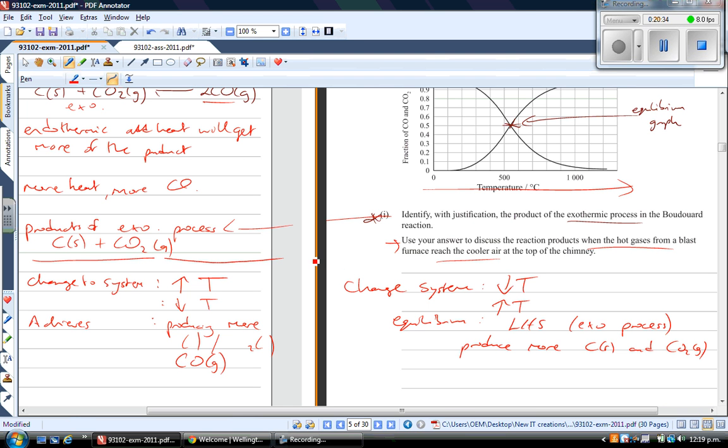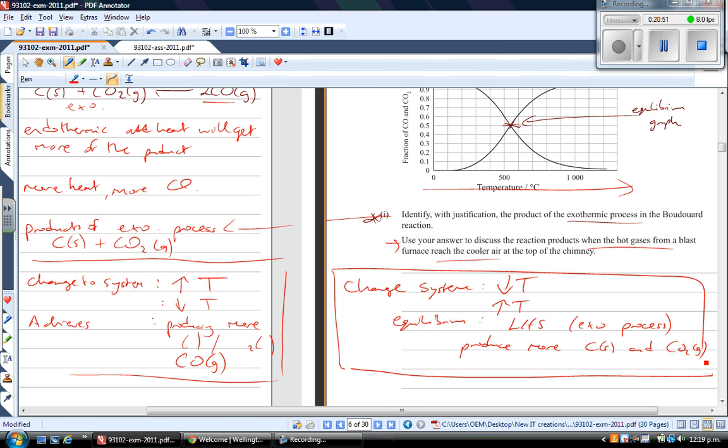So let's just repeat that again. This is essentially the guts of your answer right here. If the temperature is increased, you want to decrease that temperature, and you achieve this by producing more carbon monoxide. And if the temperature is decreased, you want to increase the temperature of the system and the surroundings, so you shift to the left-hand side because that produces carbon and carbon dioxide, which is an exothermic process. So that's the justification for part one.